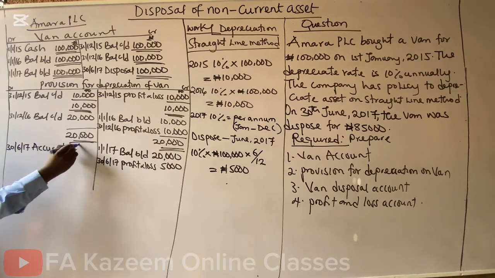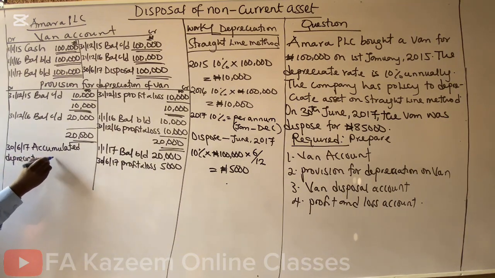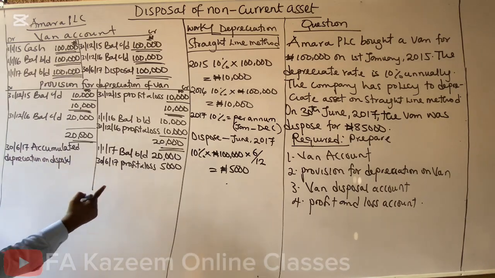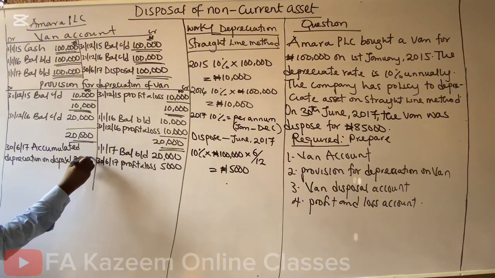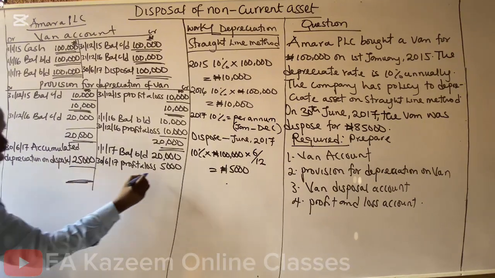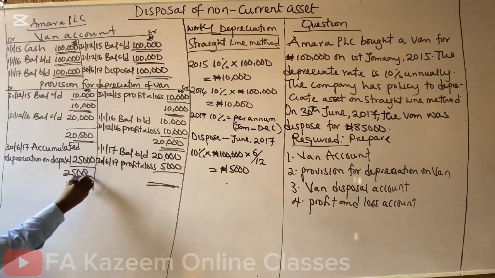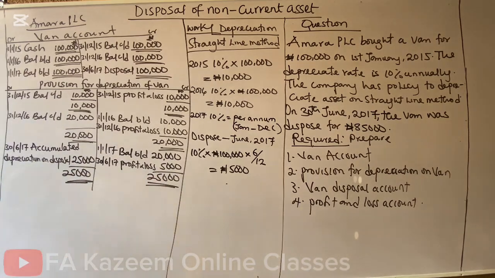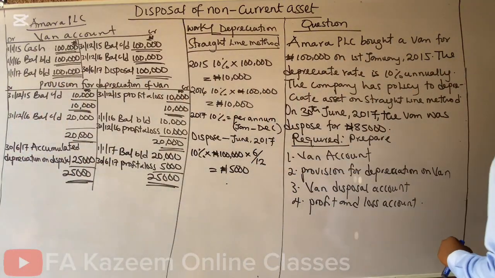accumulated depreciation on disposal. Accumulated depreciation on disposal, 20,000 plus 5,000, that is 25,000. Account closed. 25,000, 25,000. Now, we're moving to the main work.